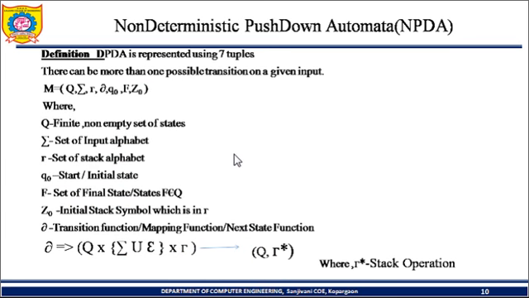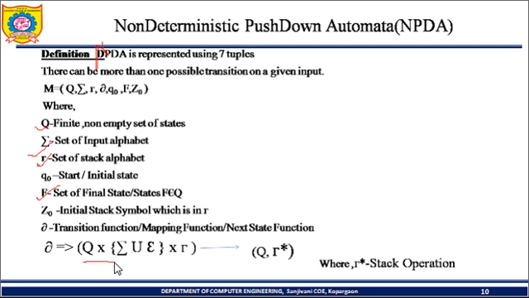In case of non-deterministic push down automata, there can be more than one possible transition on a given input alphabet. So it is possible that we may have more than one transition. Again it is defined by using a 7 tuple: capital Q, the finite non-empty set of states, Sigma, the set of input alphabet, and Gamma, the set of stack alphabet. Q0 is the start state or initial state of the NPDA, the non-deterministic push down automata. F is the set of final states. Z0 is the initial stack symbol, and delta is the transition mapping or next state function.